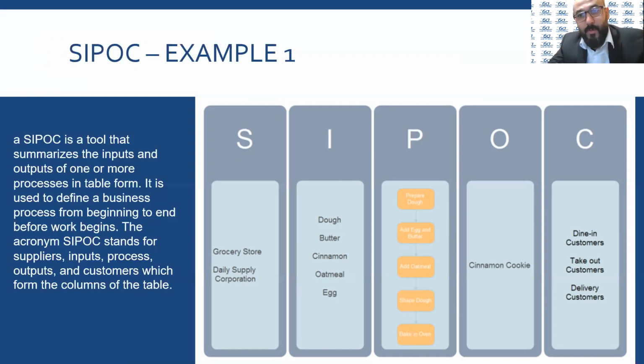As an output, what is the output of this process? We will get a cinnamon cookie. As the C, the customer, the customer could be a dine-in customer, take-out customer, or delivery customer. So using the SIPOC diagram will help you to understand the process. It will give you even more details on the process. Let's take a look at this more detailed example.